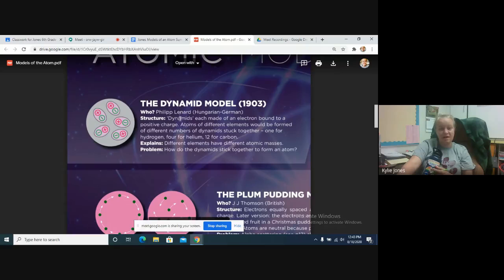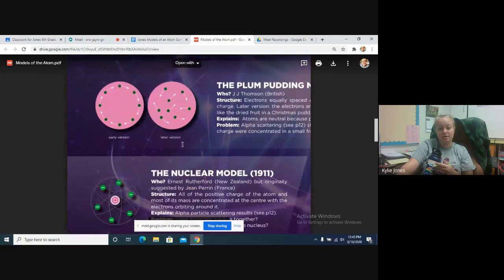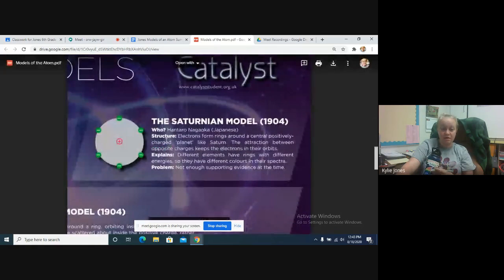So the structure of it, the dynamids, each made of an electron bound to a positive charge. Atoms of different elements would be formed of different numbers of dynamids stuck together. 1 for hydrogen, 4 for helium, 12 for carbon. So this explains that different elements have different atomic masses. The problem with it, though, was how did the dynamids stick together to form an atom? So this is the first model that was ever come up with, just that each little circle right here had a positive and negative charge. And that was it. The next model, I think, goes to this one, the Saturnian model.